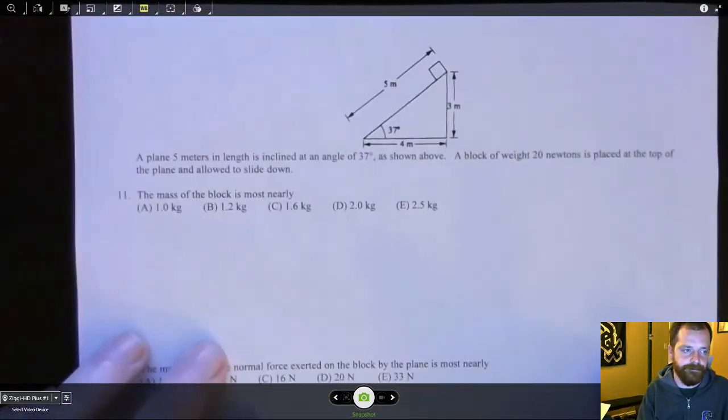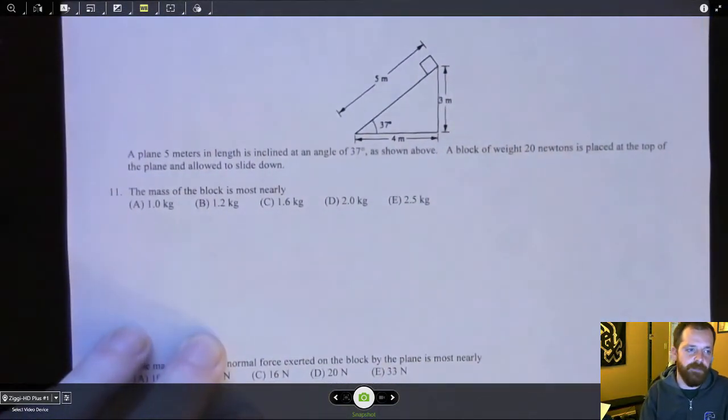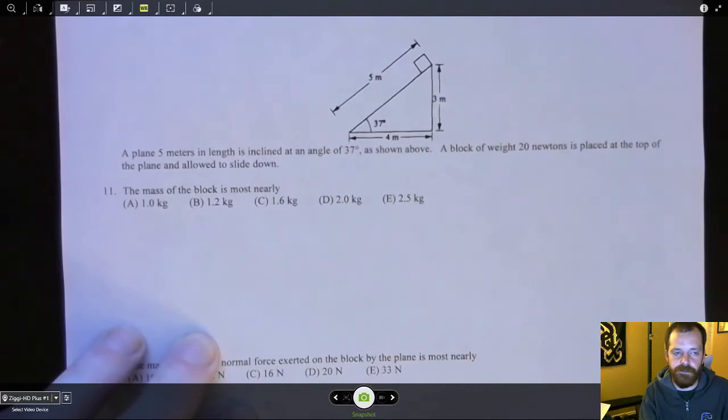Alright, incline. A plane 5 meters in length is inclined at an angle of 37 degrees as shown above. A block of weight 20 newtons is placed at the top of the plane and allowed to slide down. The mass of the block is most nearly... Well, this one, I think most of you guys got this right. This is pretty straightforward.